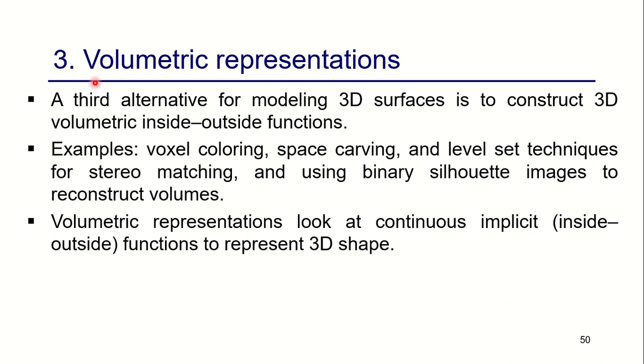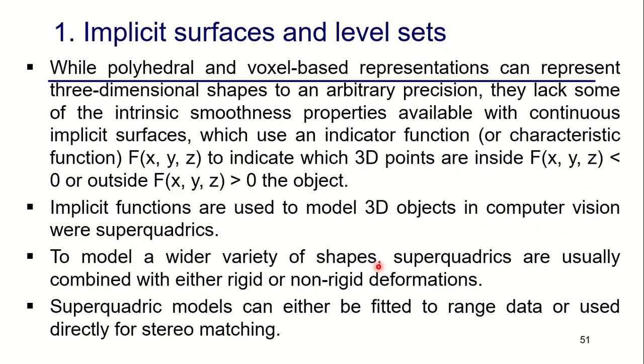The third one is volumetric representations. A third alternative for modeling 3D surfaces is to construct 3D volumetric inside-outside functions. Some examples are voxel coloring, space carving, and level set techniques for stereo matching, and using binary silhouette images to reconstruct volumes. Volumetric representations look at continuous implicit inside-outside functions to represent a 3D shape. First we can see implicit surfaces and level sets.